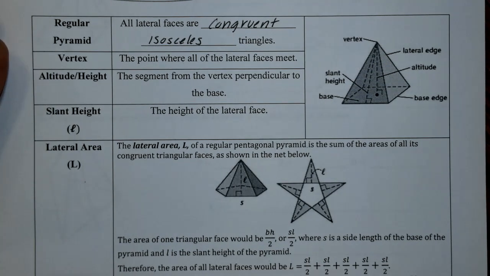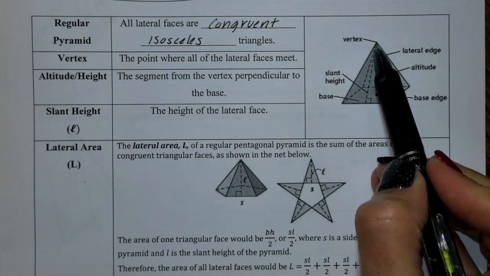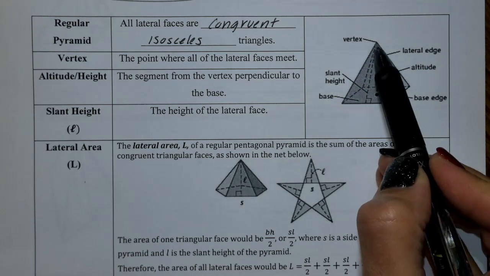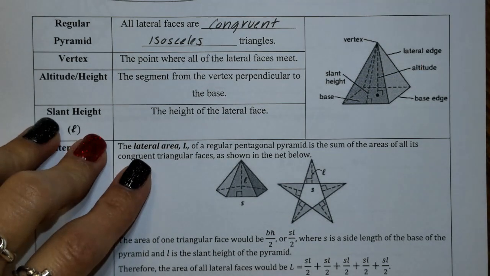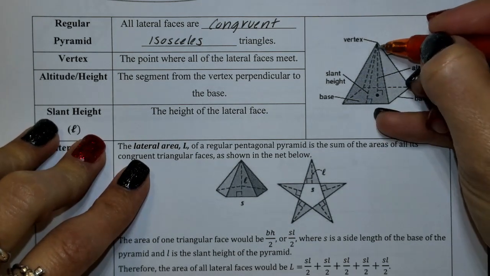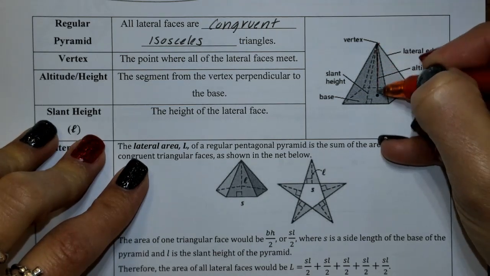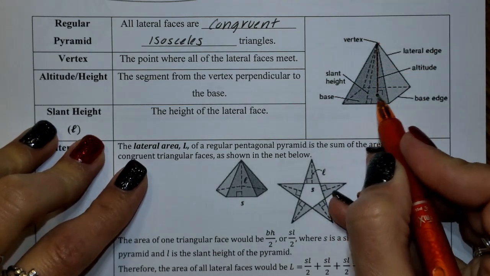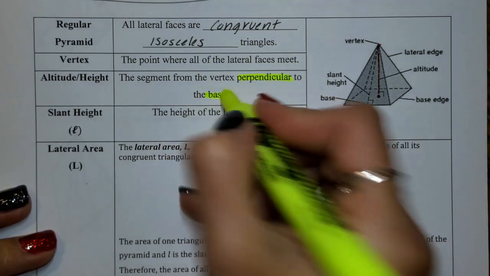The vertex is going to be the point where all the lateral faces meet. You can see right here, the vertex is where, if you're running with the figure, you don't want to trip and fall on that point. Okay, the altitude or the height is going to be a segment. It's going to go from the vertex. It's going to be perpendicular to the base of the figure. Okay, big thing is perpendicular and base.